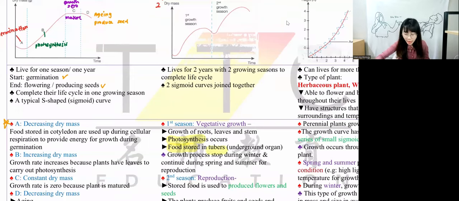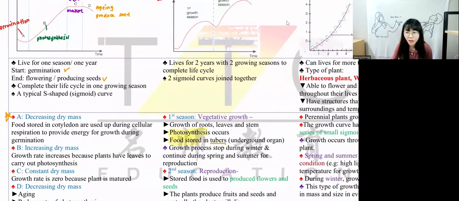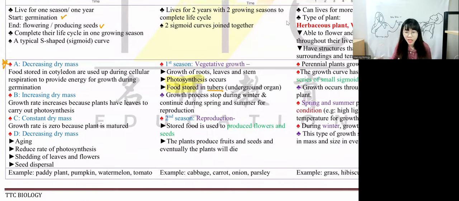Tubers, underground organs. Can you guys tell me any example that you know that are underground? Usually tubers are not green in color. We have carrot, we have onion, correct? We have cabbage. All of these are not green in color. So when they are underground organs, they usually last very long, because during summer and springtime, they have a higher rate of photosynthesis. During winter time, they will stop growing because in winter there is no sunlight, it's too cold. The plants cannot carry out photosynthesis. That's why growth becomes slower.